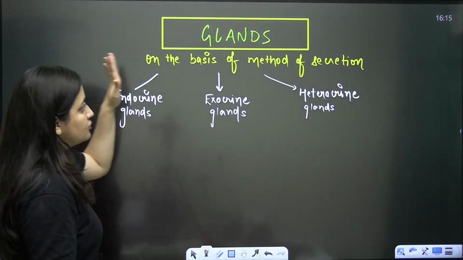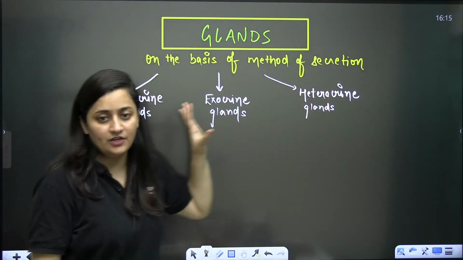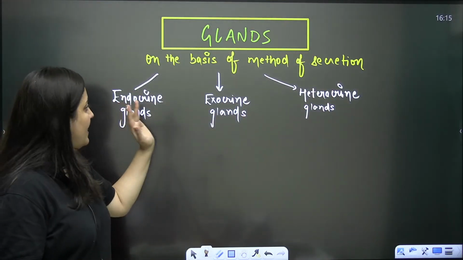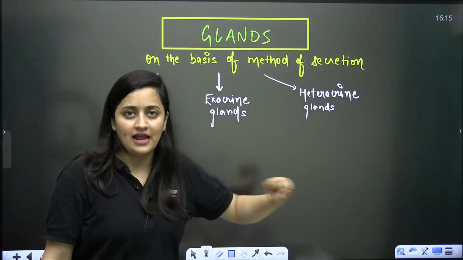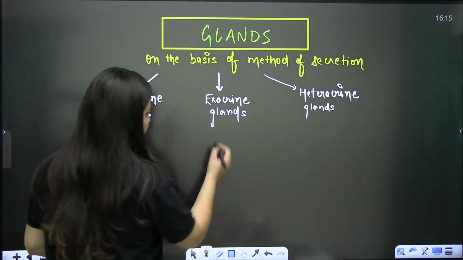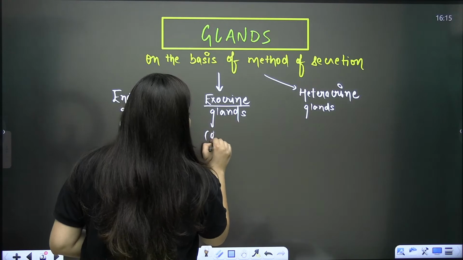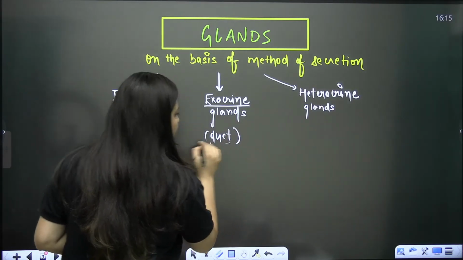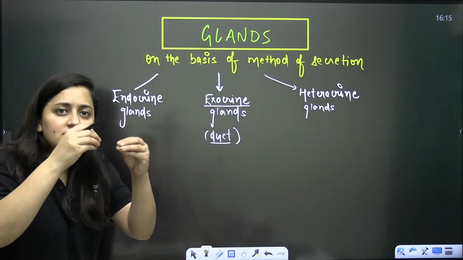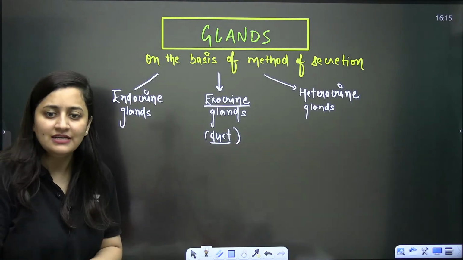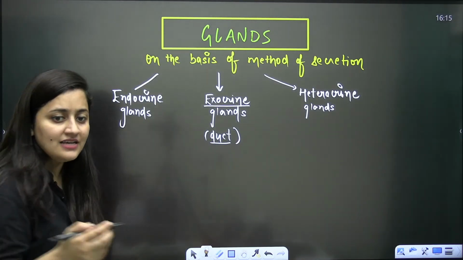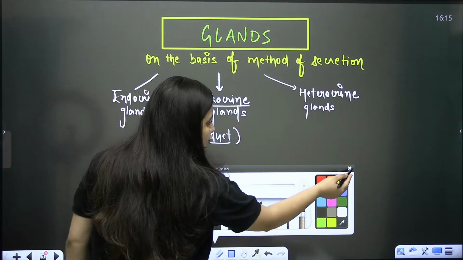Now come to this part. On the basis of method of secretion, we have endocrine glands, exocrine glands, and the heterocrine glands. It's very simple. First of all, exocrine. These glands are having ducts, right? What are these ducts? These ducts are basically the tube-like structures, isn't it?